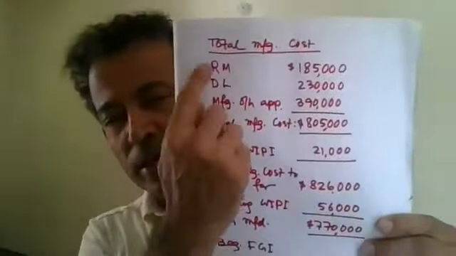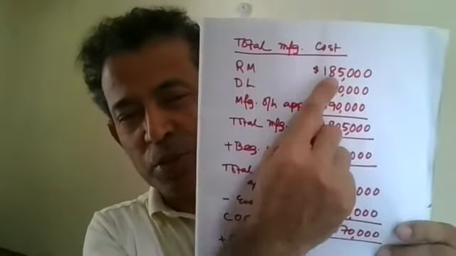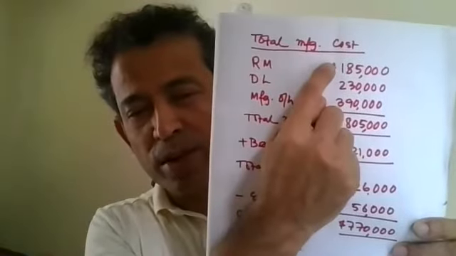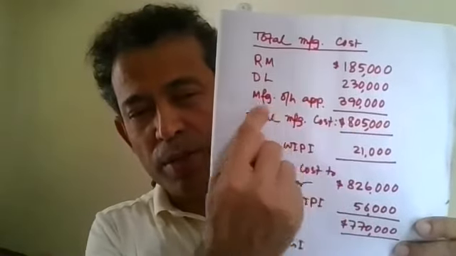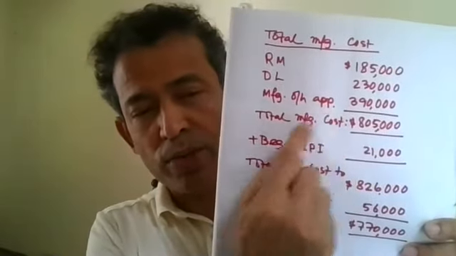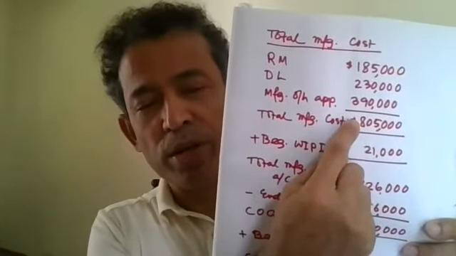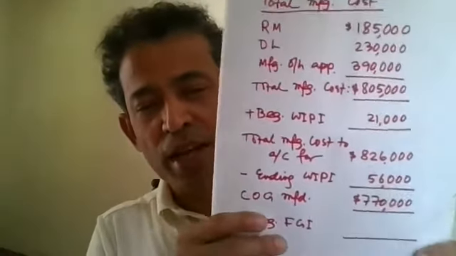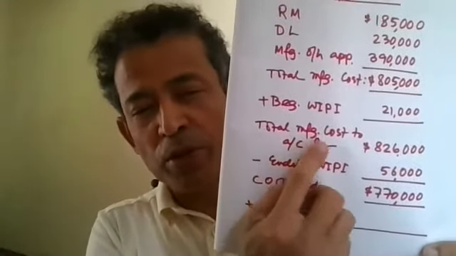So the 3 together: raw materials used, labor used, and of course, this raw material is direct material. So direct material, direct labor, and manufacturing overhead applied, not manufacturing overhead accumulated, applied 390. So that gives us total manufacturing cost. Plus beginning work in process inventory was given in the question, gives you total manufacturing cost to account for.